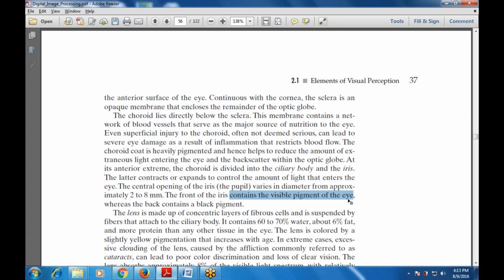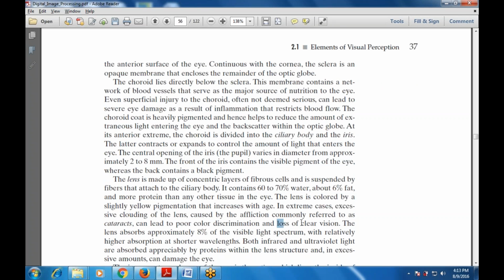The lens is made up of concentric layers of fibrous cells and is suspended by fibers attached to the ciliary body. It contains 60 to 70% water, about 6% fat, and more protein than any other tissue in the eye. The lens is colored by a slightly yellow pigmentation that increases with age. In extreme cases, excessive clouding of the lens, caused by an affliction commonly referred to as cataracts, can lead to poor color discrimination and loss of clear vision.